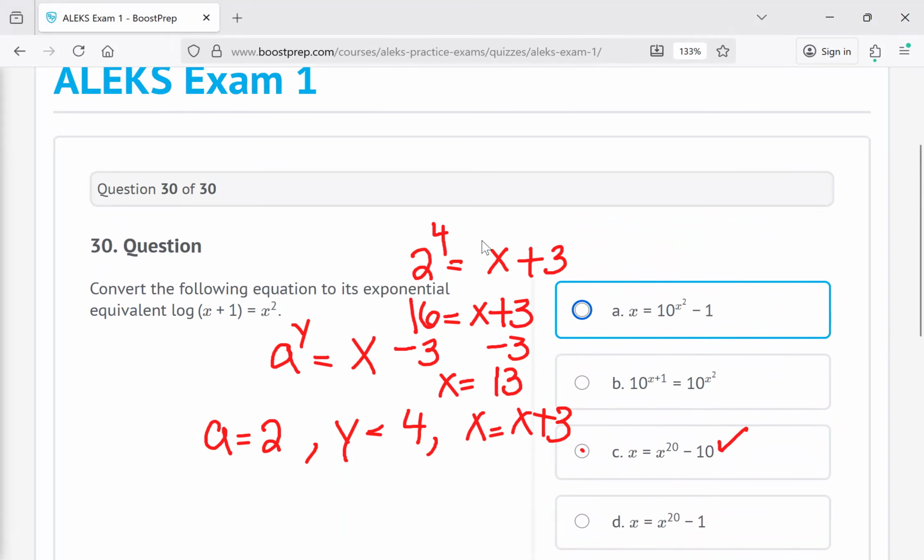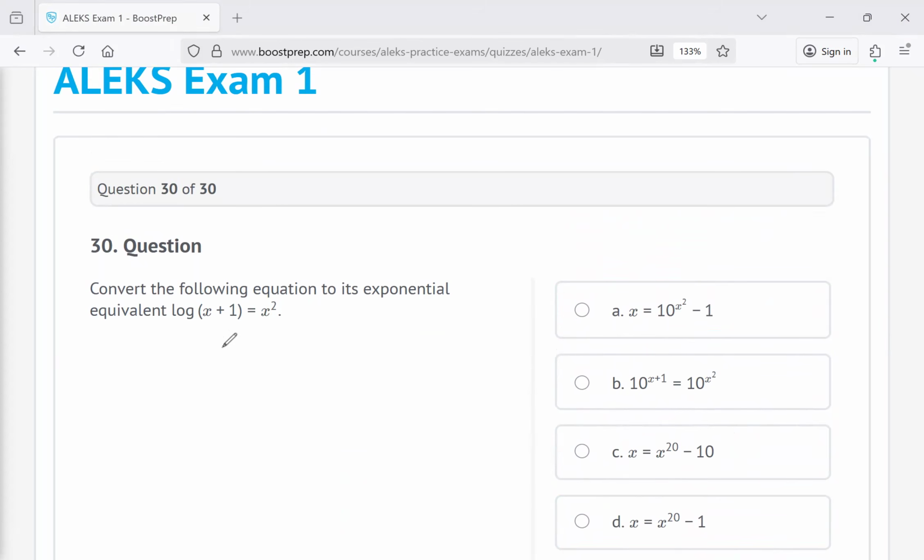Okay, last one for this test. Convert the following equation to its exponential equation. Okay, so number 30 is just like 29. We have log of x plus 1 equals x squared. So they want you to put it in exponential form or power form, also known as a to the y equals x, right? So what is my base? This time it doesn't have a number in front of log. So my a, if you don't have a number, it's an invisible 10.